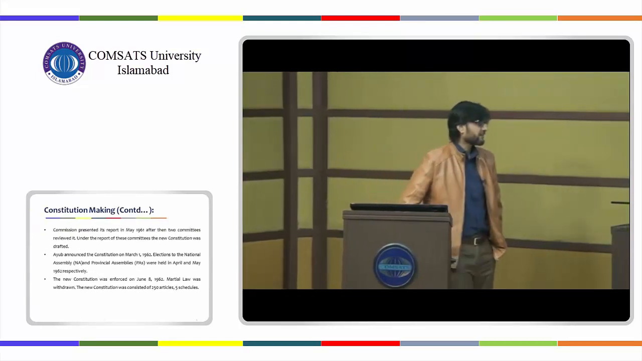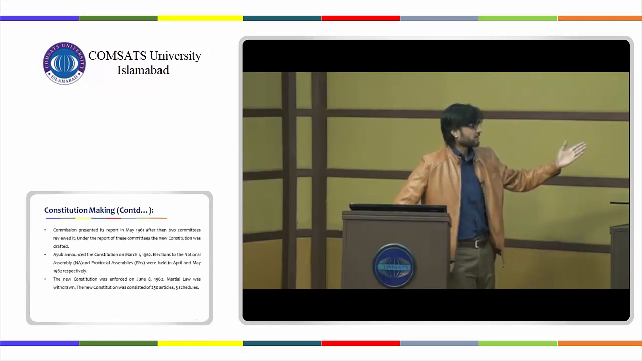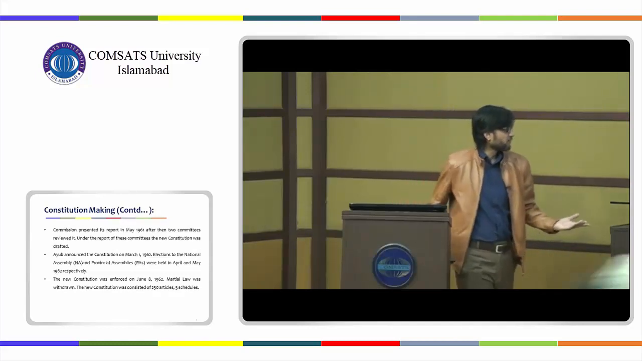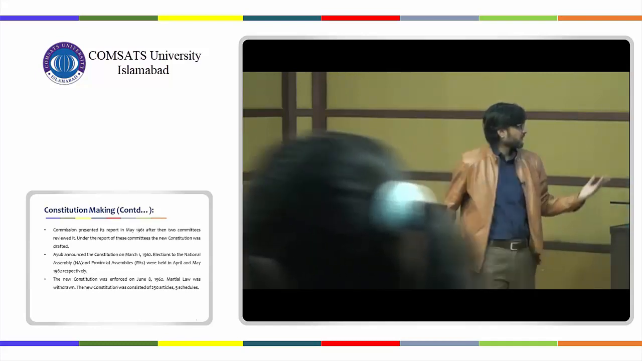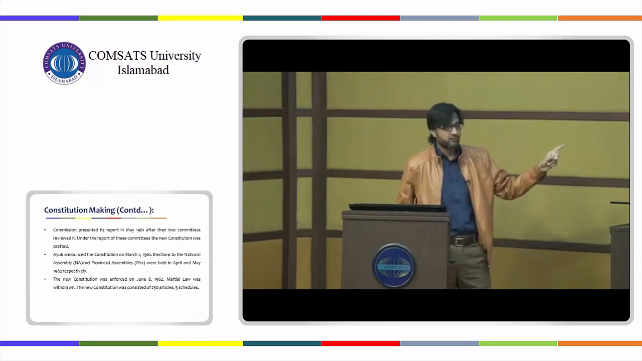Right. The Commission presented its report in May 1961 after 2 committees reviewed it. Under the report, these committees drafted. Ayub announced the Constitution on March 1st, 1962. Elections to the National Assembly and Provincial Assembly were held in April and May 1962 respectively. Right. The Constitution was enforced on June 8, 1962. Martial law was withdrawn. The new Constitution consisted of 250 articles and 5 schedules. So this was the new Constitution which was given to the country.